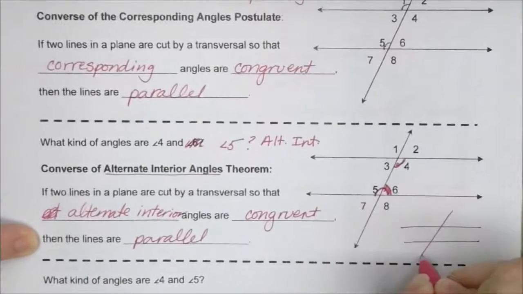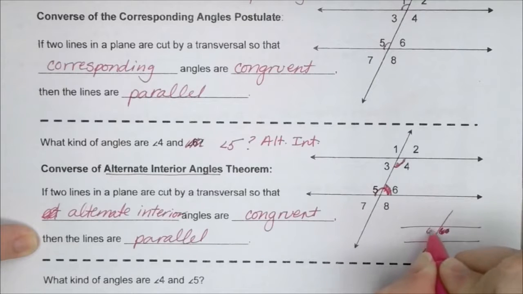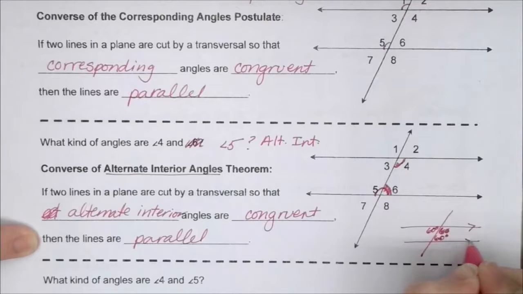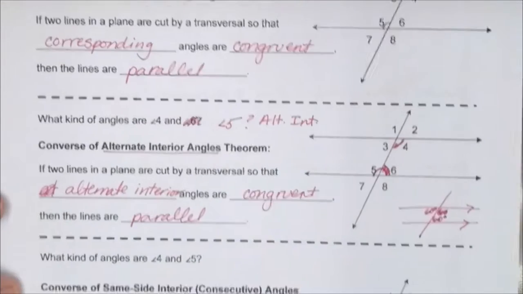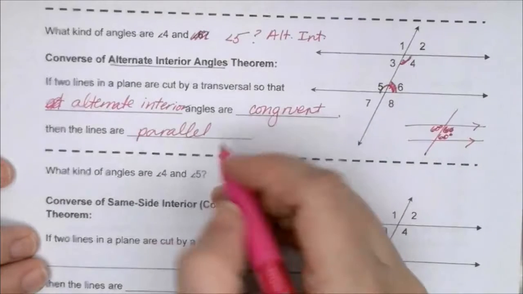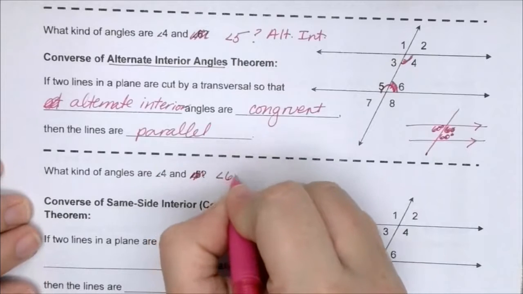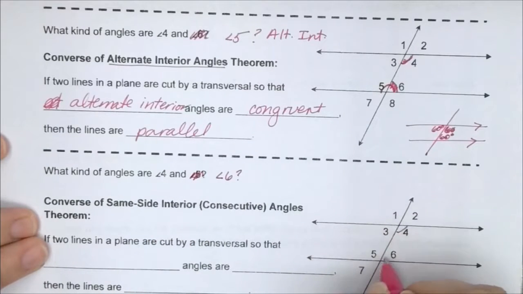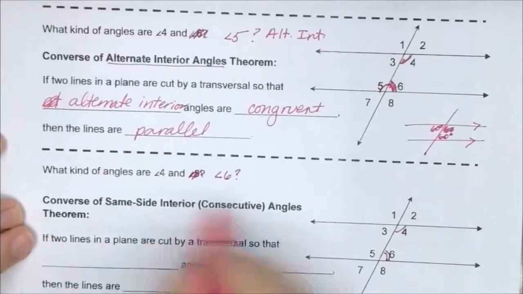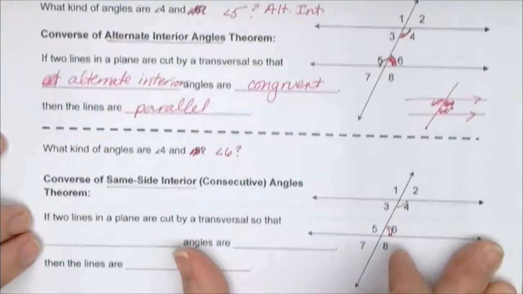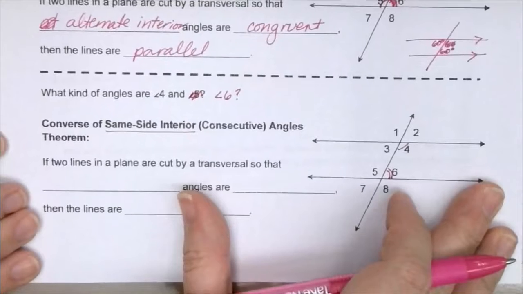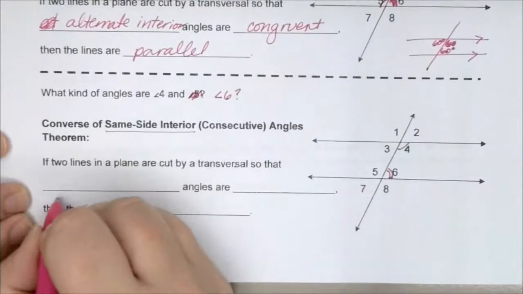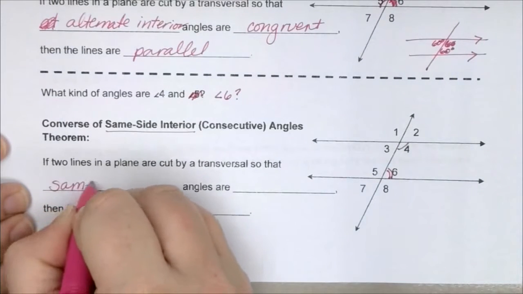And this one, I think those two just got backwards. So this would be angle 4 and angle 6. There's my 4 and my 6. Those are same side interior angles. If two lines are cut by a transversal so that same side interior angles are what? They're not congruent. See, this is acute and this is obtuse. They can't be congruent. They are supplementary. Then the lines are parallel.